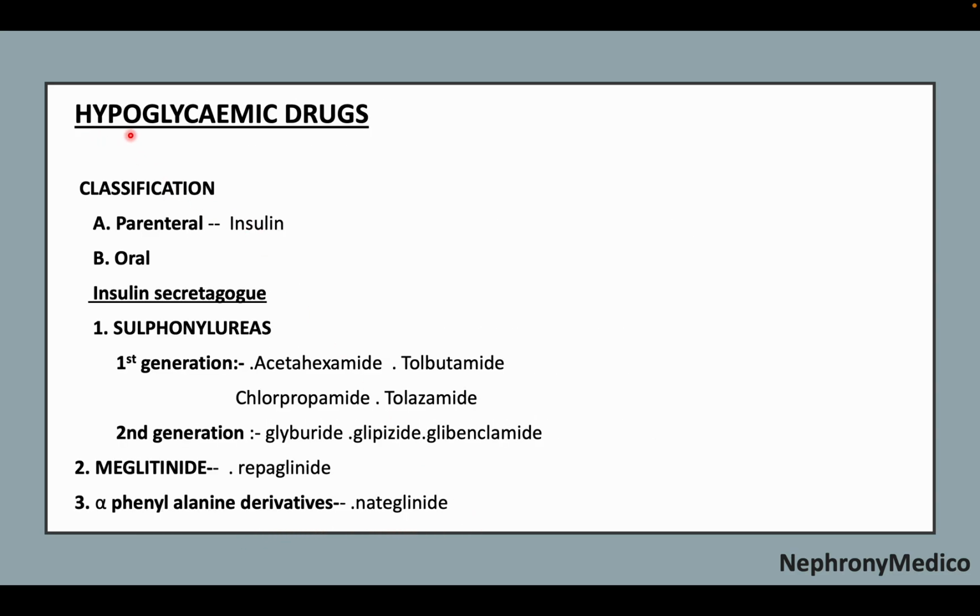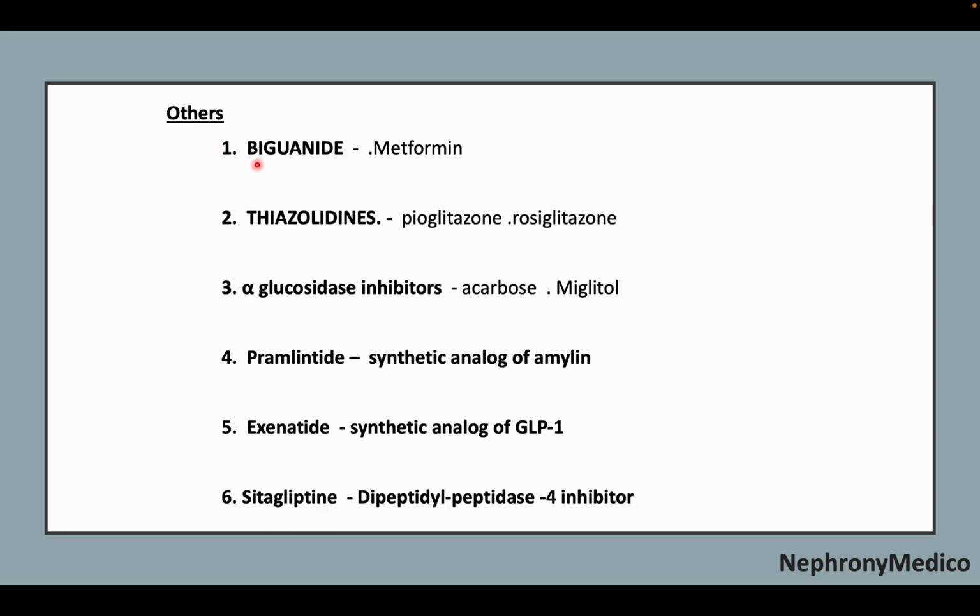Now, hypoglycemic drugs. They may be parenteral, which includes insulin, or oral, which includes insulin secretagogues like sulfonylureas, meglitinides, and alpha-phenylalanine derivatives. Others include biguanides like metformin, thiazolidinediones like pioglitazone and rosiglitazone, and alpha-glucosidase inhibitors like acarbose and miglitol, and pramlintide, exenatide, and sitagliptin, which is a dipeptidyl peptidase 4 inhibitor.